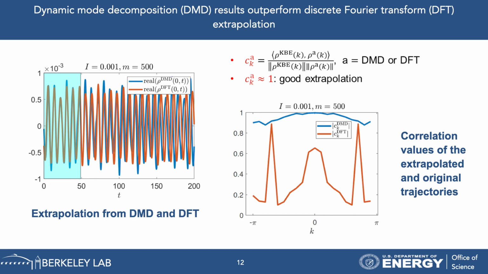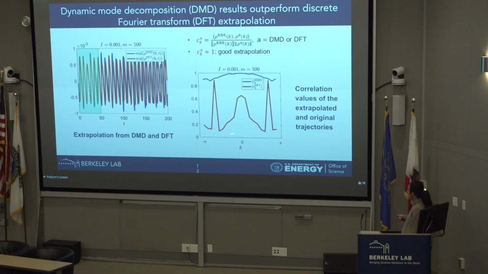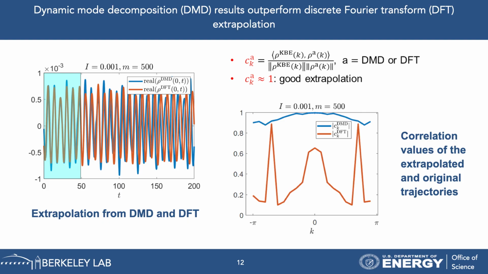We also introduce a value C, which ranges from 0 to 1, and a value close to 1 represents a good extrapolation of the original trajectory. We plot the C values for both DMD and DFT for different cases. We can see that C_DMD is always larger than C_DFT, which means that for different spatial points, DMD always performs better than DFT extrapolation.